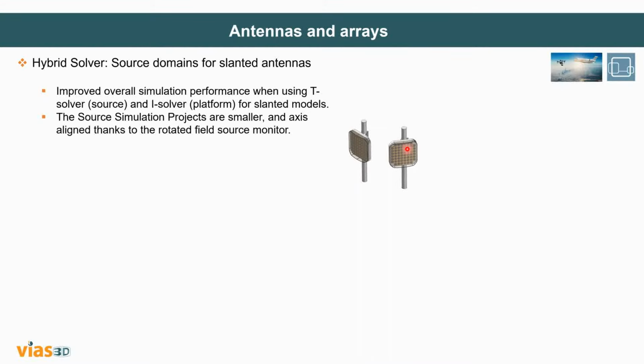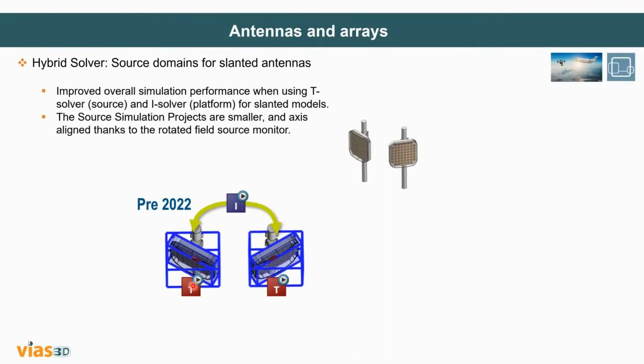But in some cases there can be a slant angle, and in the slant angle when you store the near field of the antenna and place it in iSolver, when you do the platform analysis, sometimes more improvement was needed. So we have incorporated that, and the simulation result has more improvement in this scenario. So overall simulation performance using T-Solver and iSolver for slanted models has improved.